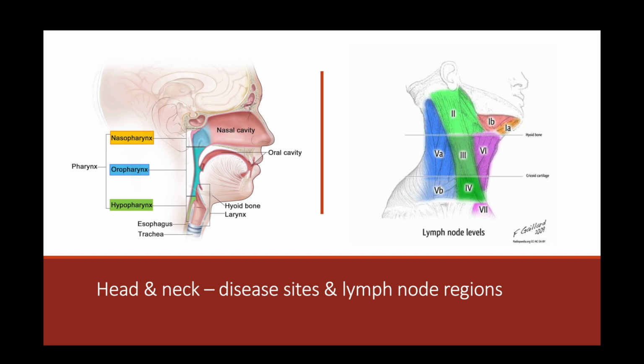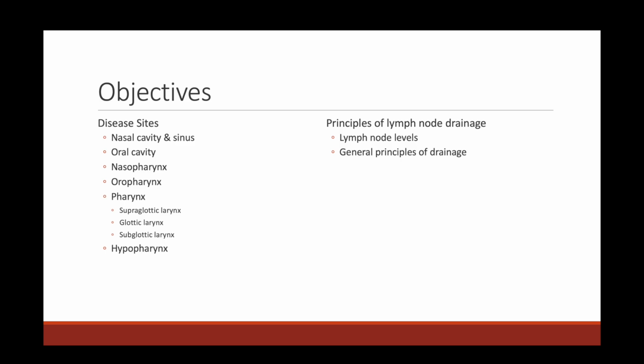And my hope is by the end of this talk, we will have covered all of the different disease sites that fall under the umbrella of head and neck cancer. We will identify the different substructures within each disease site and point out some key anatomical structures that you might be asked about either in clinic or on board exams.